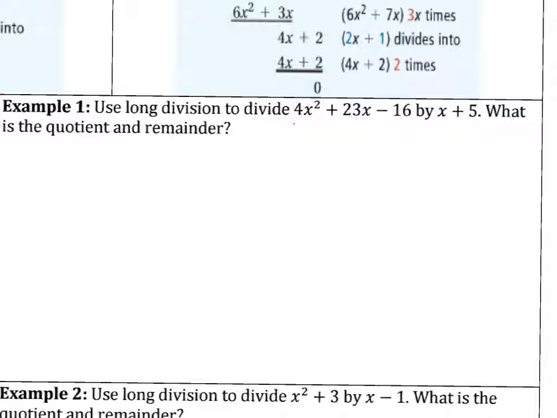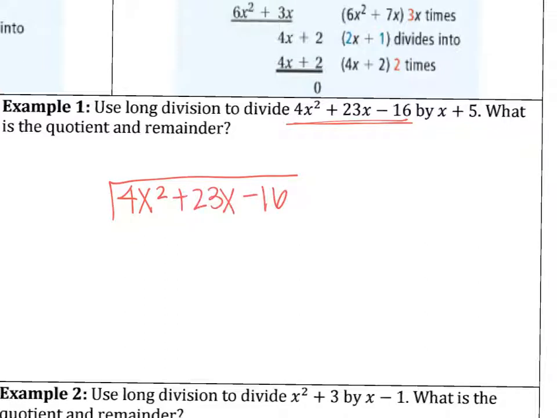Okay, whatever comes first goes inside your house. So we're going to draw our division house, and we're going to put 4x squared plus 23x minus 16 inside the house. What comes second goes outside your house. X plus 5 goes outside. That's step 1.